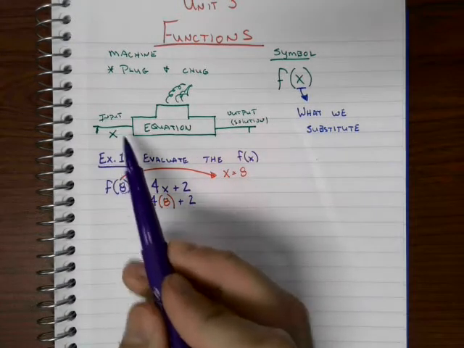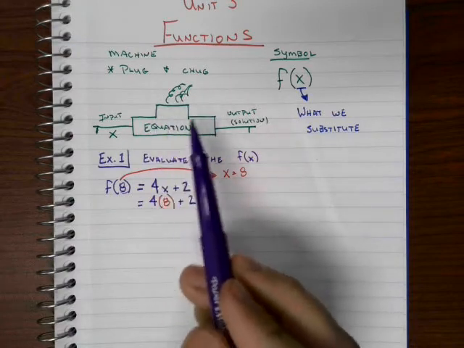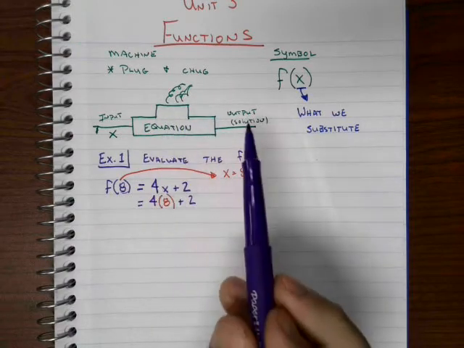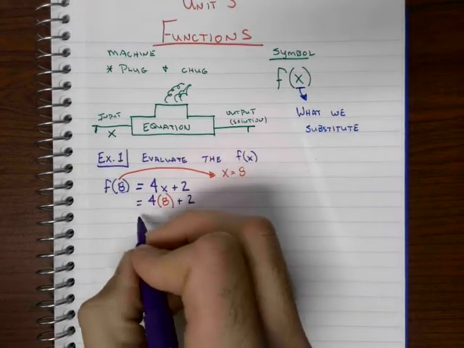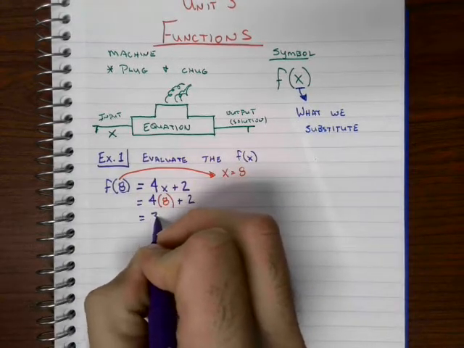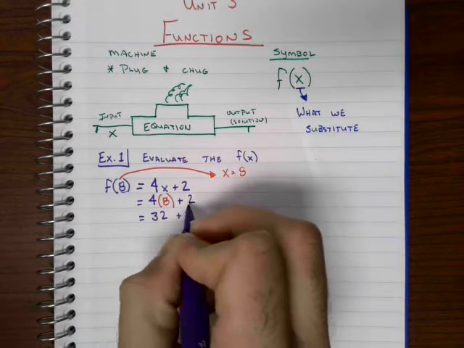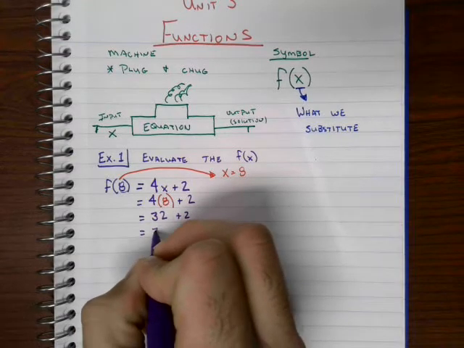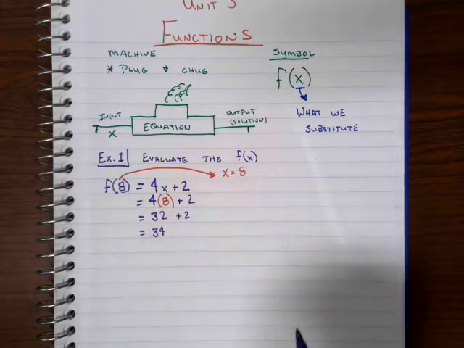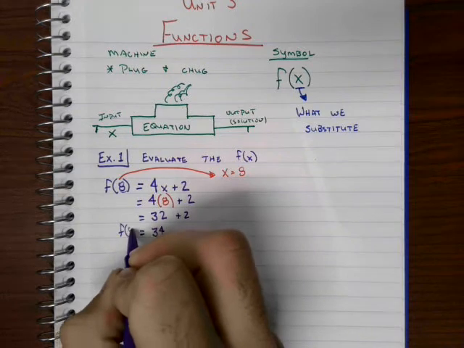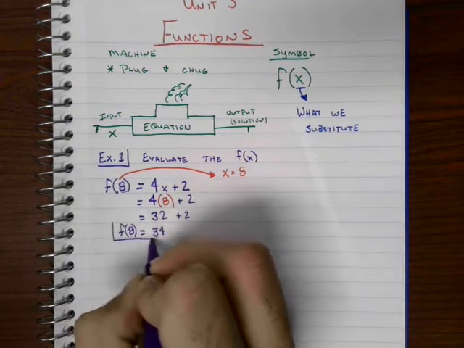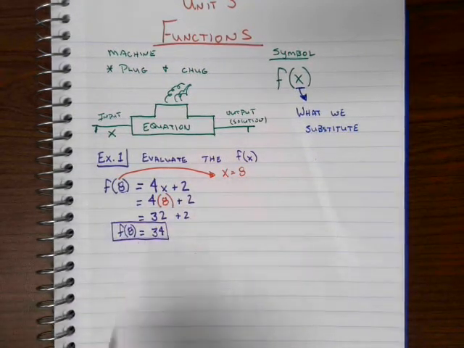So my input we put in here. Now we're going to chug. It's our equation. We're going to work this out to get our solution. So 4 times 8 is 32. Bring down this. 32 plus 2, 34. So this means f of 8 equals 34. Basically means x equals 34.